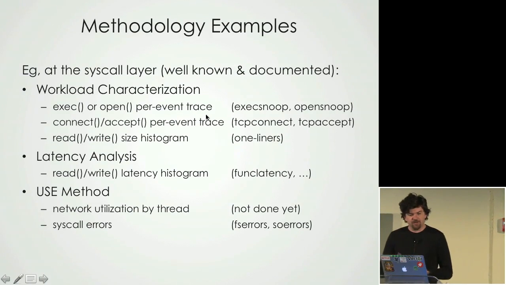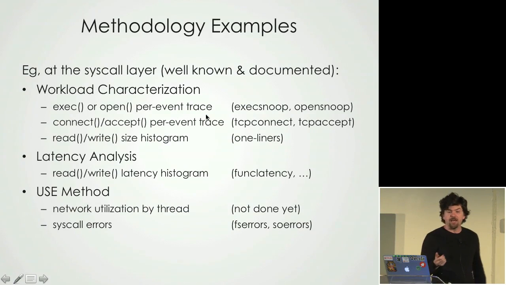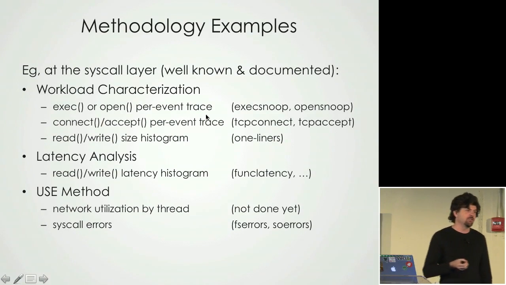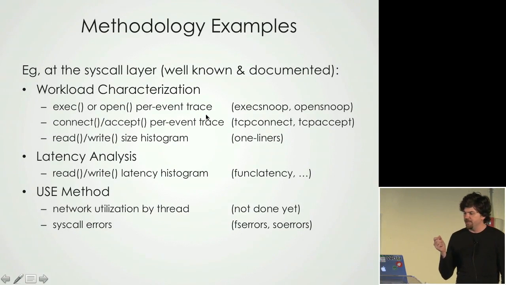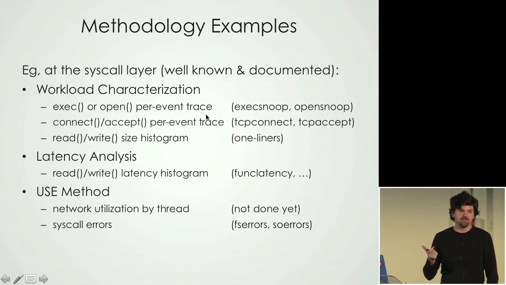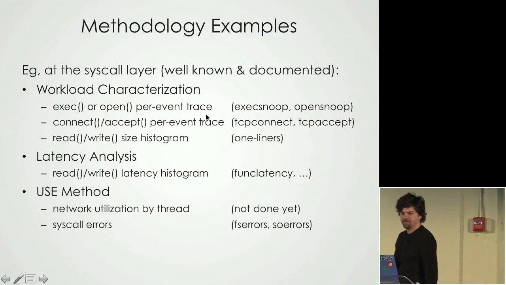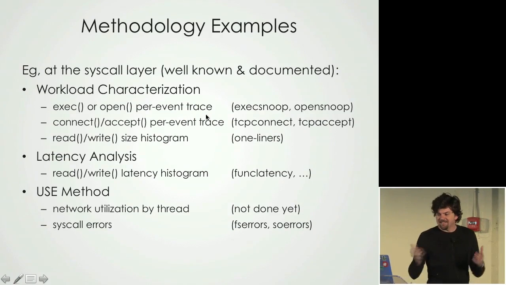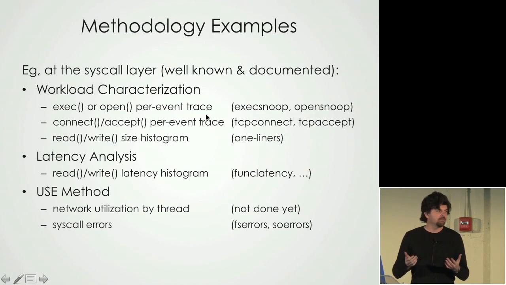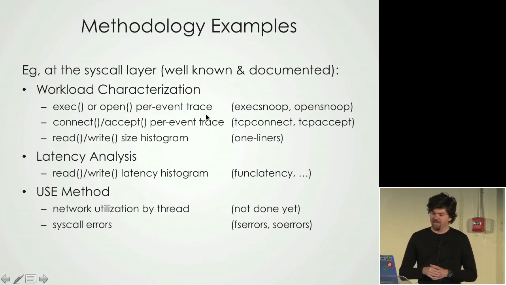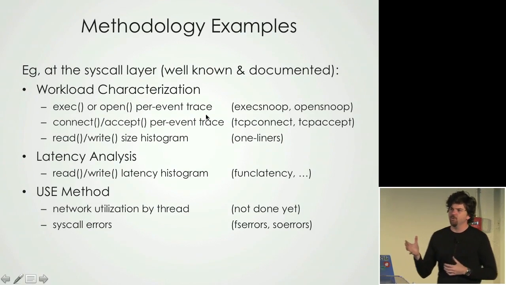So in terms of tracing tools, some examples I've done in the past include execsnoop and opensnoop, which are really simple workload characterization tools at the syscall layer for tracing execs so that you can see when new processes are created and exec themselves, and opensnoop to see what files are being opened. Connect and accept, just seeing what connections, you can trace them at the syscall layer or higher up in the stack. And I've done tools in the past for that, which can be useful to understand network connections that are going on.